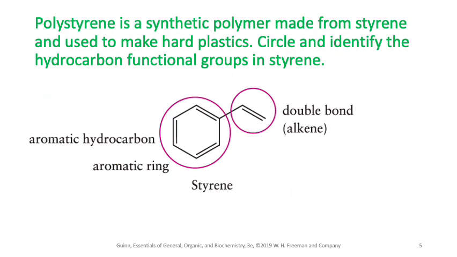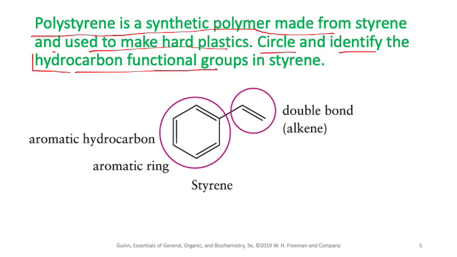Now let's take one example based on the concept that we just learned on the previous slide about the functional groups on hydrocarbons. This is the structure of polystyrene, a synthetic polymer made from styrene and used to make a hard plastic. What you need to do is circle and identify the hydrocarbon functional groups. The main important term here is hydrocarbon functional group, and we know how many types we have. We have alkene, a double bond. We have alkyne with a triple bond, and we have an aromatic ring, which is a benzene ring.